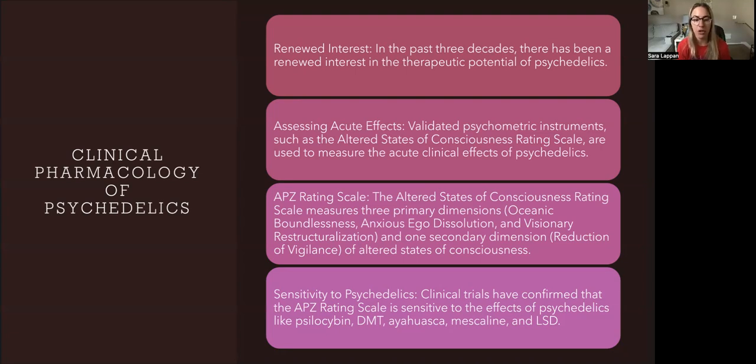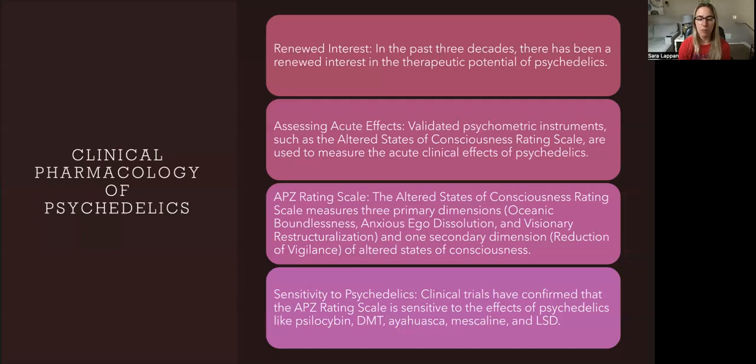And then a secondary dimension of the reduction of vigilance. So this is very important, particularly in the treatment of PTSD. If there's a reduction in vigilance, that means that areas of the brain like the amygdala have reduced functionality, so that maybe they're able to talk about an experience in a less triggered, less activated way, in a space that feels safer, where they're not being re-traumatized in some way. So that's another important example of this.